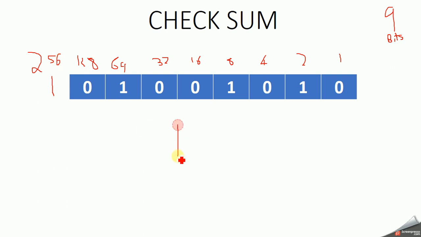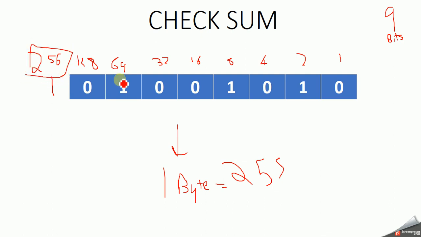Our computer is still expecting 1 byte. So what's the maximum number 1 byte could ever be? The biggest number? If you add up and put all ones in here, 255. So straight away we see that this is bigger than 255 because this number is 256 plus 64 plus 8 plus 2. So it's bigger than 255. So our computer needs to deal with it in a different way.